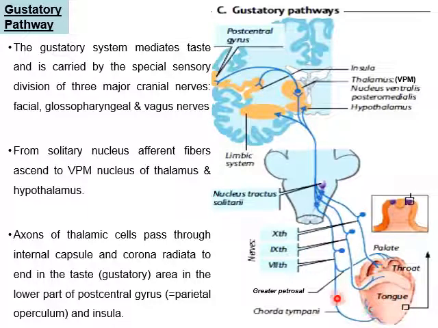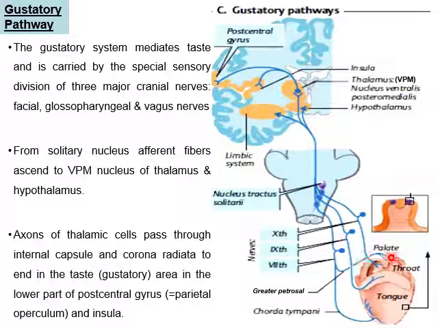The facial carries the taste from the anterior two-thirds of the tongue. The glossopharyngeal carries the taste from the posterior one-third of the tongue, and the vagus carries the taste from the root of the tongue and epiglottis. Note that the facial carries the taste from the anterior two-thirds of the tongue in addition to the taste from the soft palate.